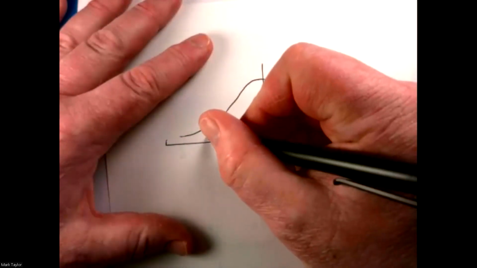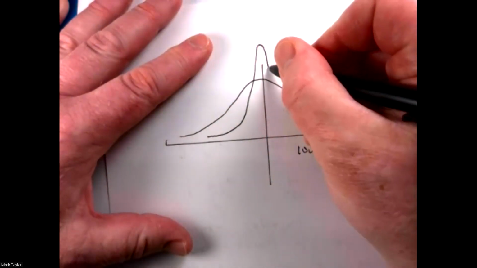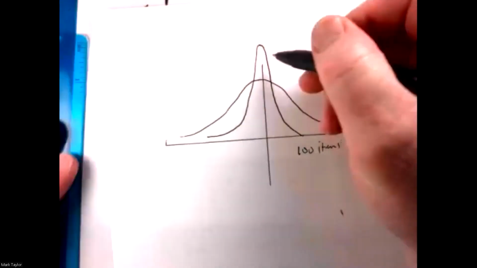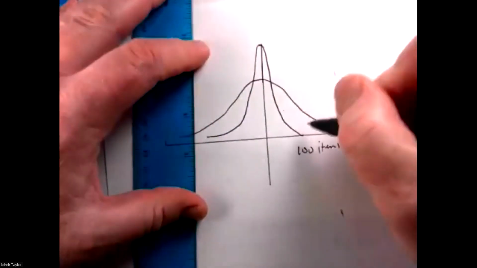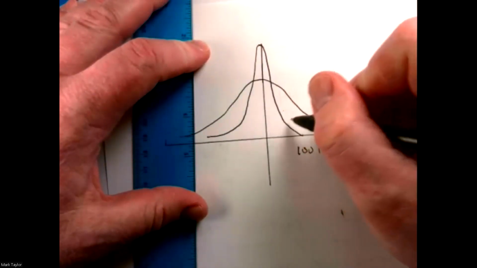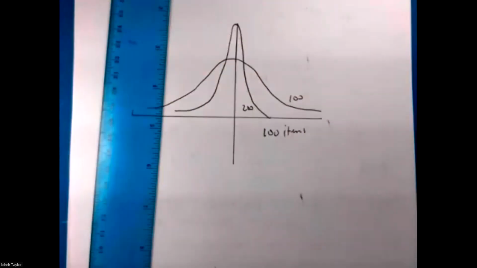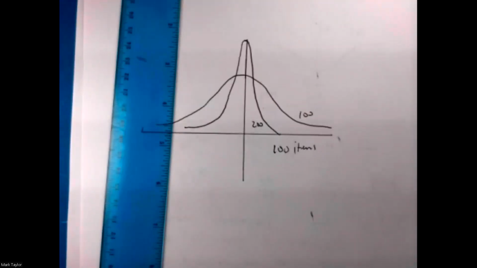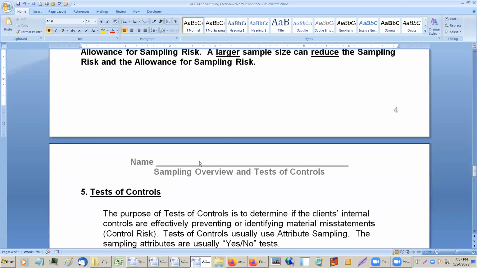It would reduce. So this would be 100 items, and say this is 200 items. It'll tighten in, get closer. So a larger sample size can reduce that variation there.